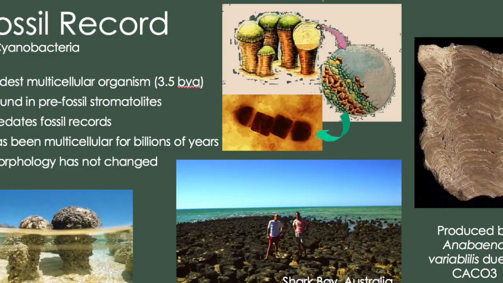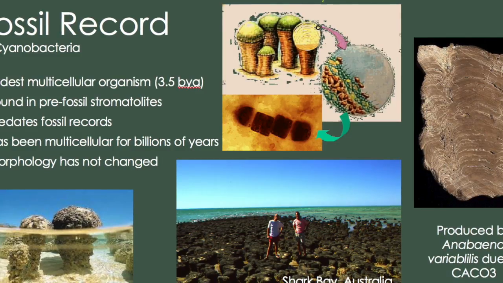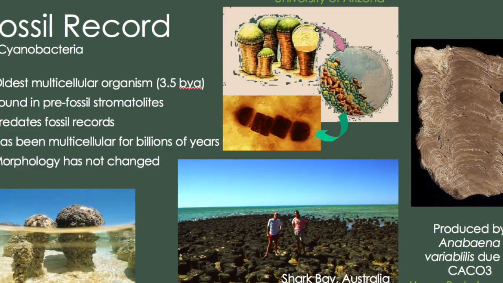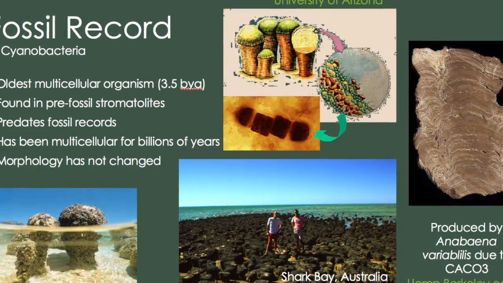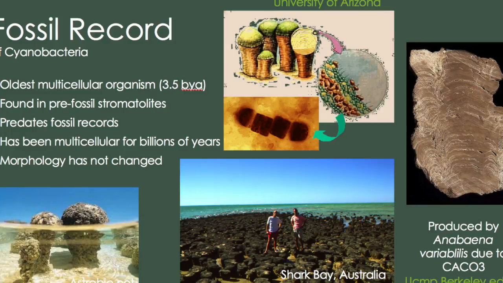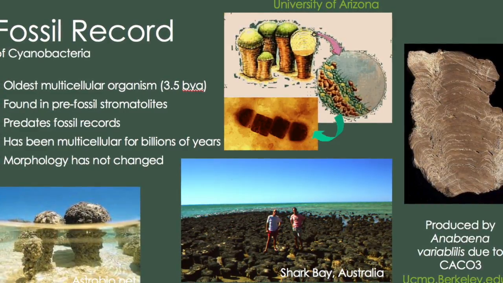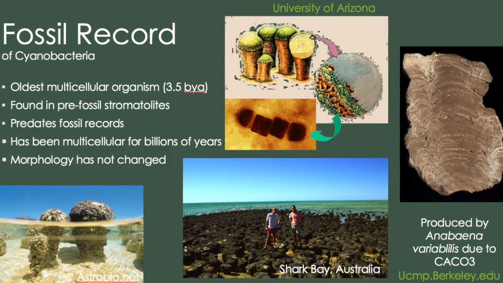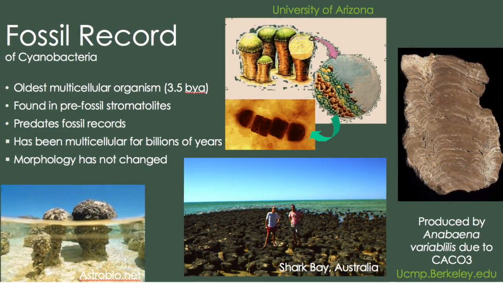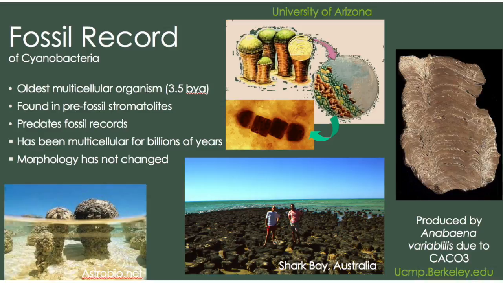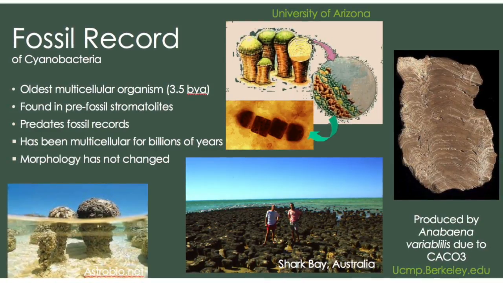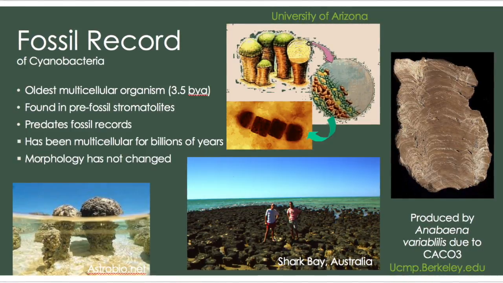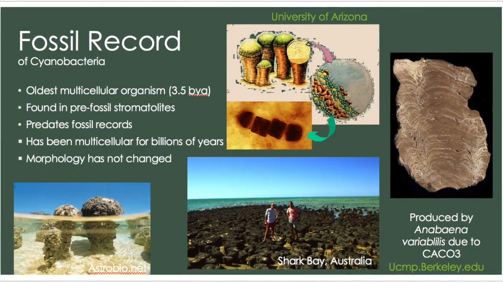The fossil record of cyanobacteria. It is the oldest multicellular organism, and it is found in pre-fossil stromatolites. It predates many fossil records and has been multicellular for billions of years. Therefore, it has not changed or really evolved its form. And then these are just pictures of the stromatolites that are found in Australia, and they have cyanobacteria packed on them.